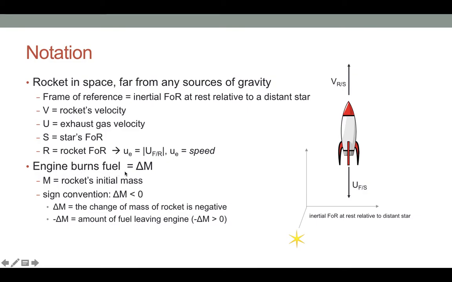The engine's going to burn some fuel. We're going to call that delta M. Since M is the rocket's initial mass, delta M will be negative, which means delta M is the change in the mass of the rocket, that is negative. Minus delta m is the amount of fuel leaving the engine going out down here. Minus delta m, therefore, will be positive. That's an important sign convention to keep in mind.